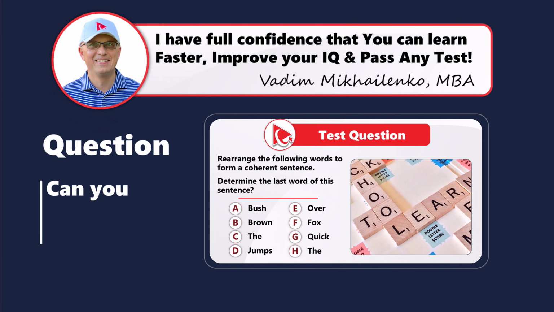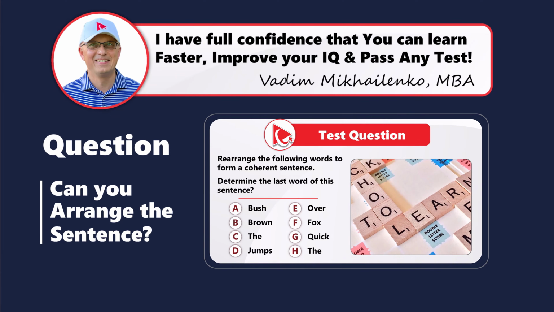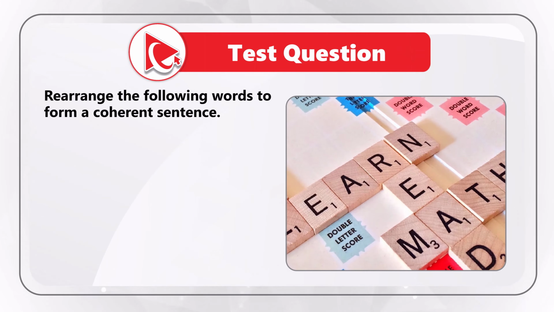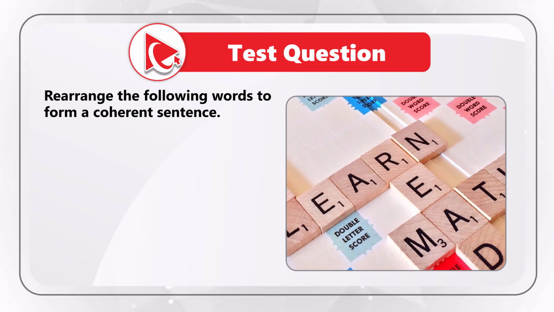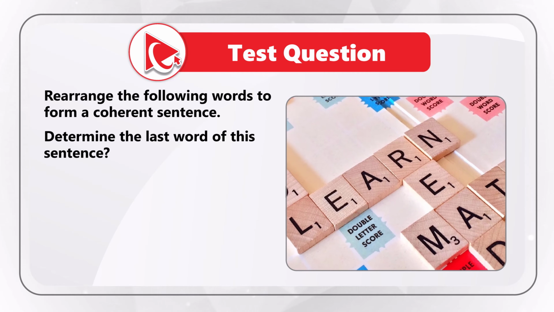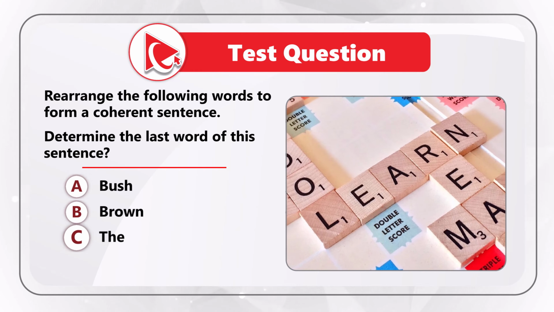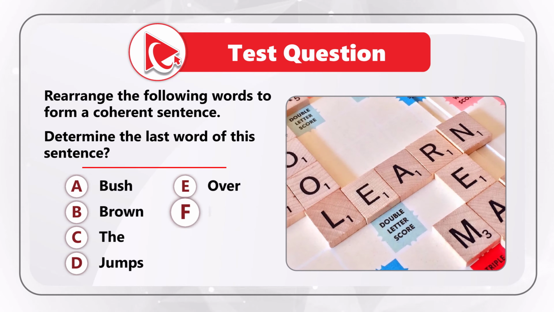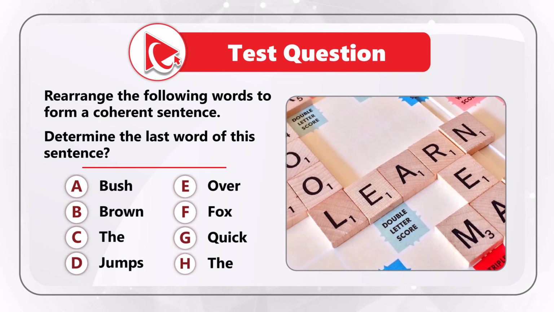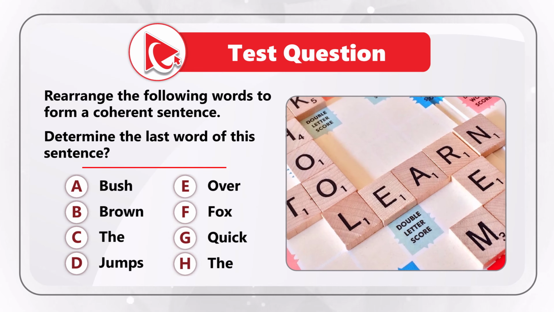Here's the tricky question, but not for you, as I have full confidence that you will be able to solve it. You need to rearrange the words to form a coherent sentence, and then determine the last word of this sentence. The words are bush, brown, the, jumps, over, fox, quick, the. Take a close look to see if you can come up with the answer.